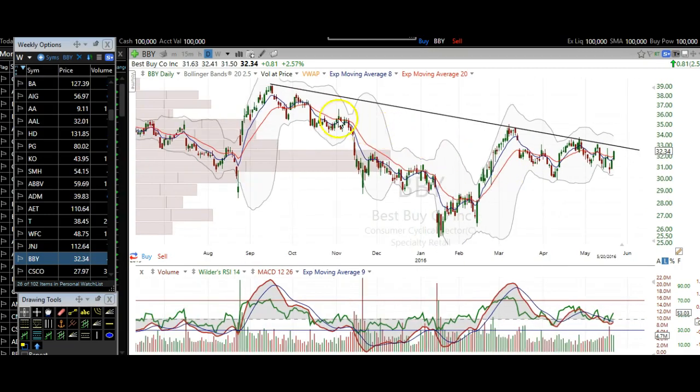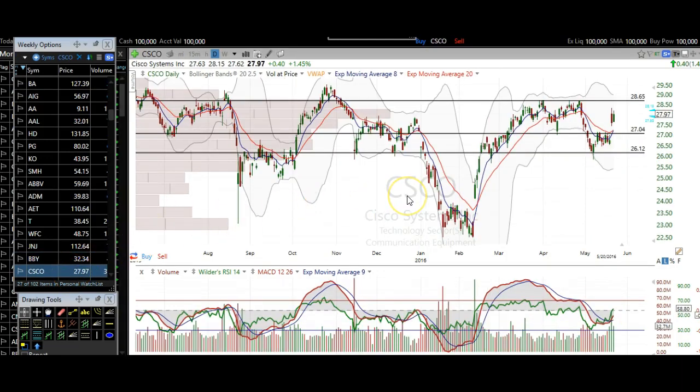Next, I want to cover Best Buy. Best Buy, pretty simple level here. We've got this downtrend line right here that's going to act as resistance right here. As you can see, indicators trending down right here, RSI and MACD, most likely gets a rejection.